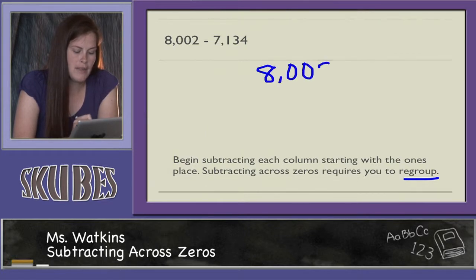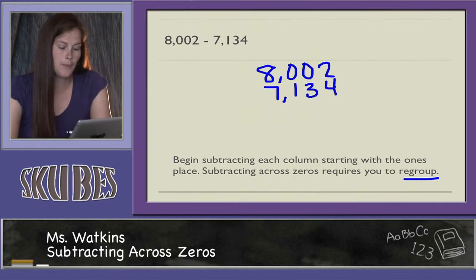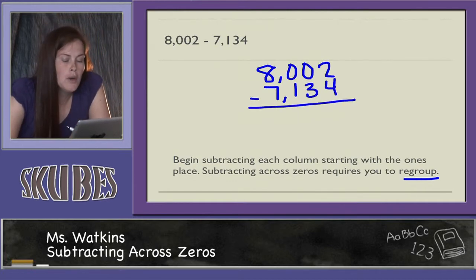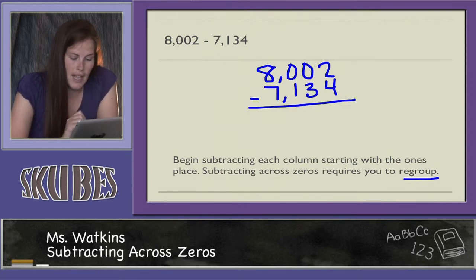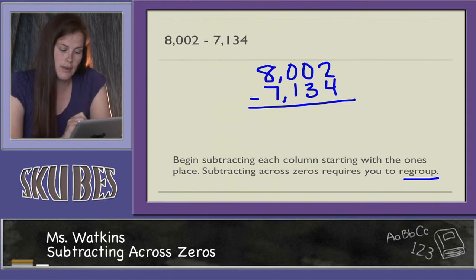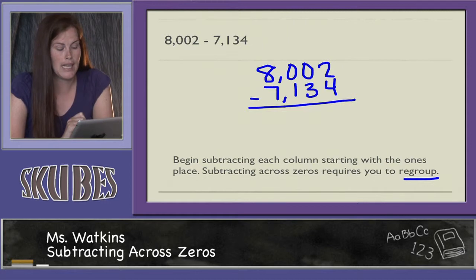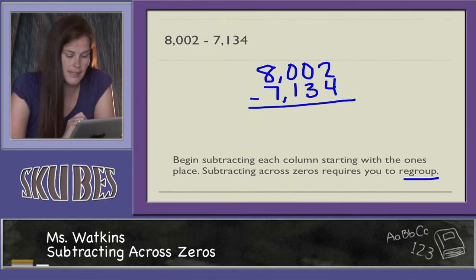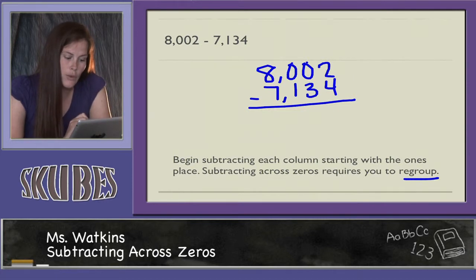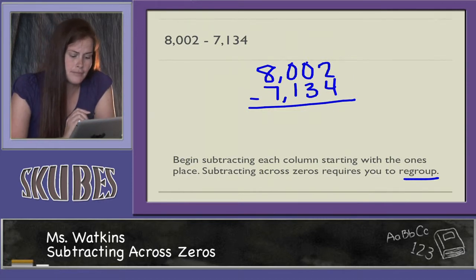And we know we're going to begin subtracting in our ones place. So, 2 minus 4. This requires me to regroup. So I'm going to come and try to regroup in the tens place, but I have a 0 in that place. So I have to keep going. I have a 0 in my hundreds place. So now I need to continue over to my thousands place.